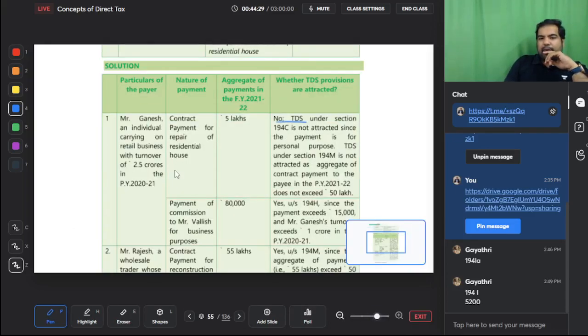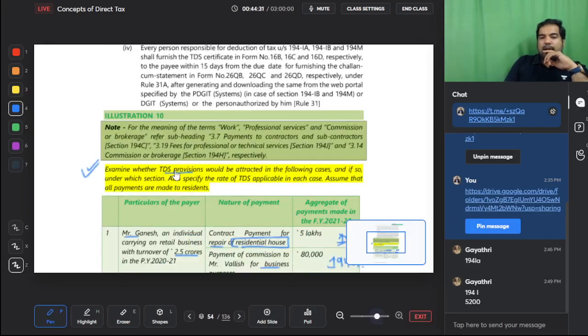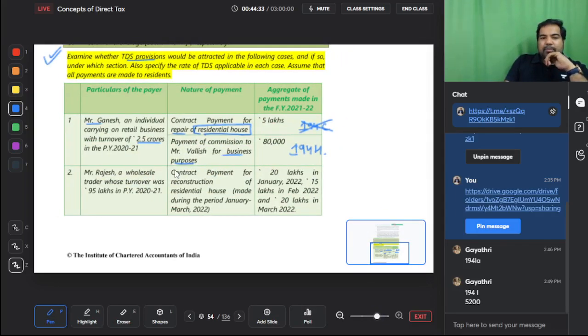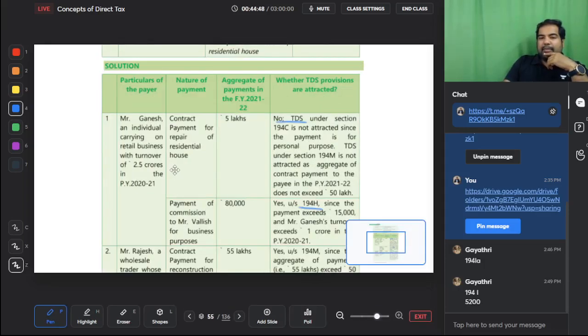No TDS and 194H will apply. Let's go on to the second one. Mr. Rajesh, a wholesaler trader, 95 lakhs last year, so small individual. So contract payment for construction of residential house, 194M, 20, 15 and 20, that is 55 lakhs in the same year, and hence TDS will apply on this entire amount.